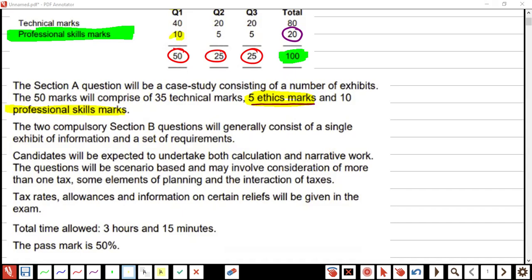Any questions? Sir, for question 2 and question 3, normally in TX they specify that section B has VAT, IHT, CGT and so on. So question 2 and question 3, it's specifically one topic, but any of the one topic, yes.